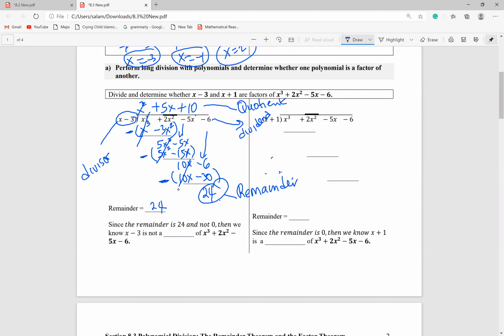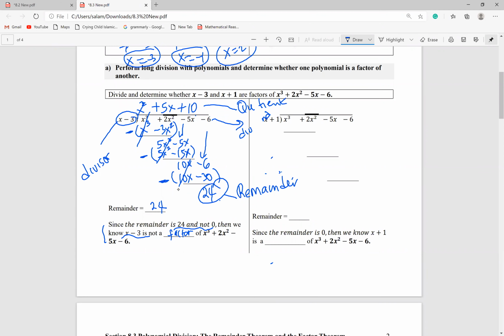What does that tell us? It tells us that x minus 3 is not a factor of x cubed plus 2x squared minus 5x minus 6. Since the remainder is 204 and not 0, then we know x minus 3 is not a factor of x cubed plus 2x squared minus 5x minus 6. And that's how we have to do long division. So we're going to go to the next example and see how we can do that.